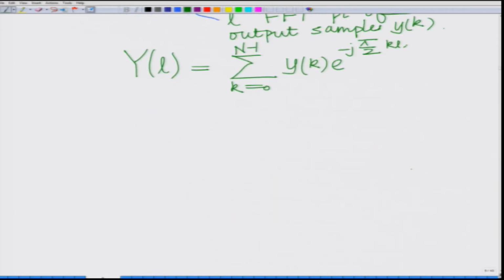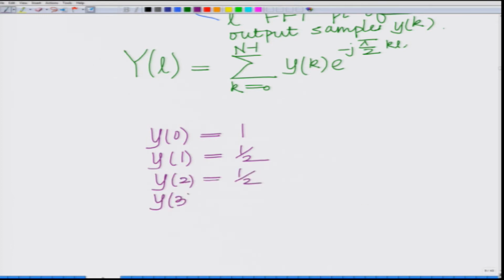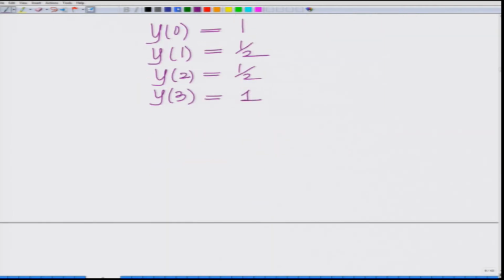Okay. Now, for the purpose of this example we had also considered the received samples y0 equals 1, y1 equals half, y2 equals half, y3 equals 1, and what we do now is take the N equal to 4 point FFT, or basically the DFT. FFT is a fast algorithm to perform the DFT, which is the discrete Fourier transform.